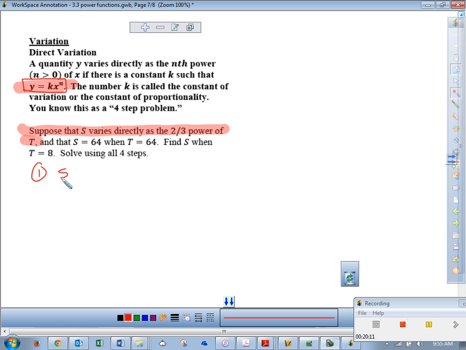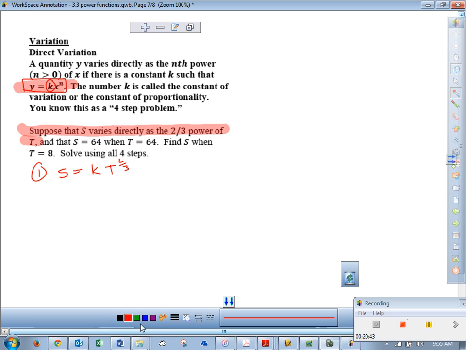S equals. It varies directly, correct? Varies directly. So you will put a k, and then it says as the 2/3 power of t, t is the other variable, and it is raised to the 2/3 power. It's just directly, the k is upstairs. Right? There's no division. Everything is all multiplication in the numerator. That's step 1. Translate this into this format. You will never know k in step 1.